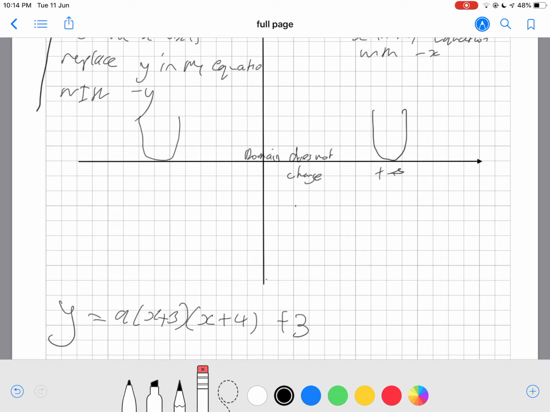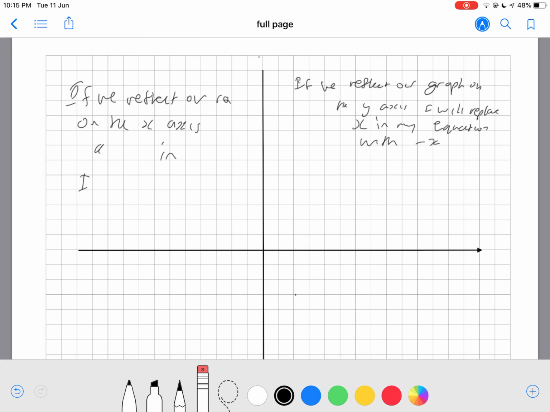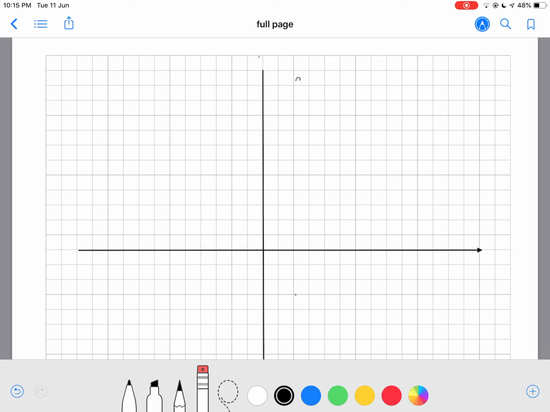Alright, we'll move on to reflecting on a line, okay? That's also pretty straightforward. If we're reflecting on a line that's parallel to the y-axis, for example, the line x equals 6, we're going to replace our x value with 2a minus x, okay?